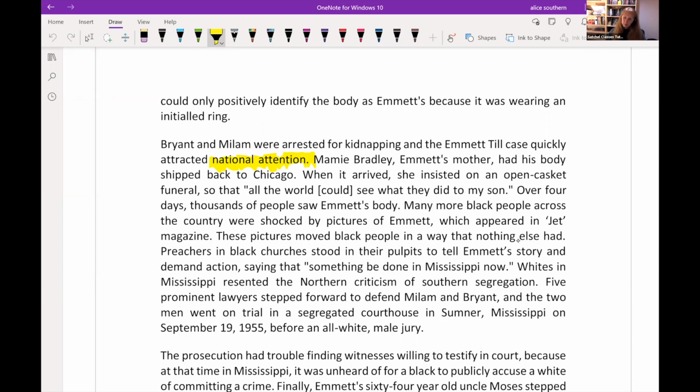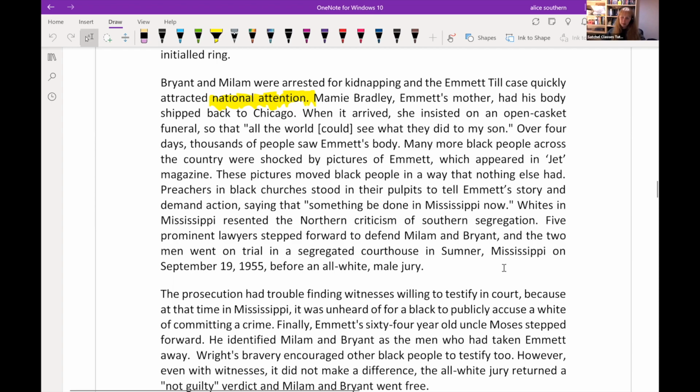So his body was shipped back to Chicago, and they had an open casket, which means the coffin was open so that people could see what had happened to him. And people were shocked about the pictures of Emmett. And people in Mississippi resented the Northern criticism of Southern segregation.